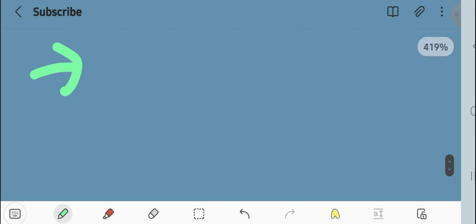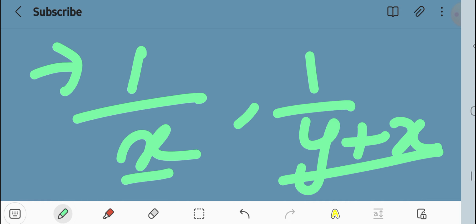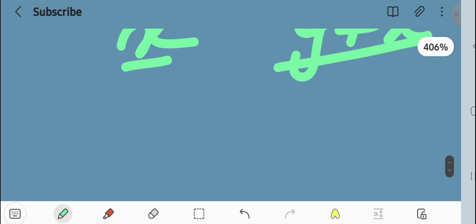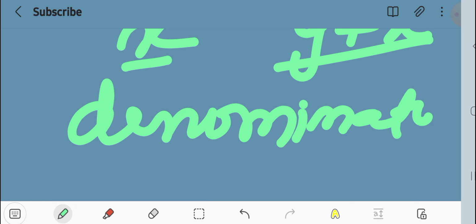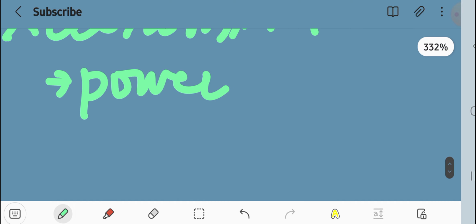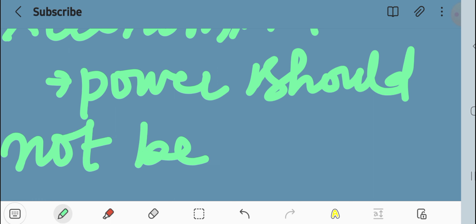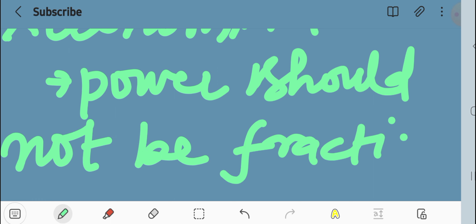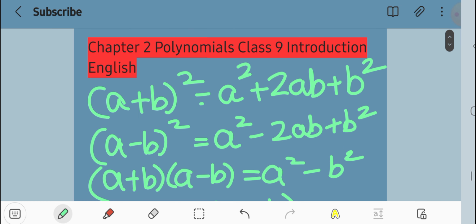Next characteristic: 1 by x, 1 by y plus x. These are not polynomials. So the polynomial shouldn't have the variable in the denominator. And at last, the power should not be fractional. There is a difference between rational and fractional. So this is the introduction for Lesson 2, Polynomials. Thank you.